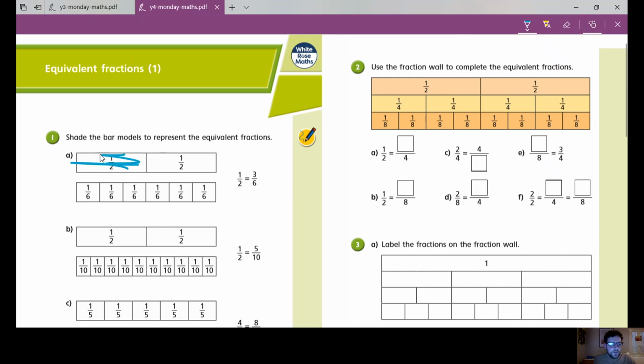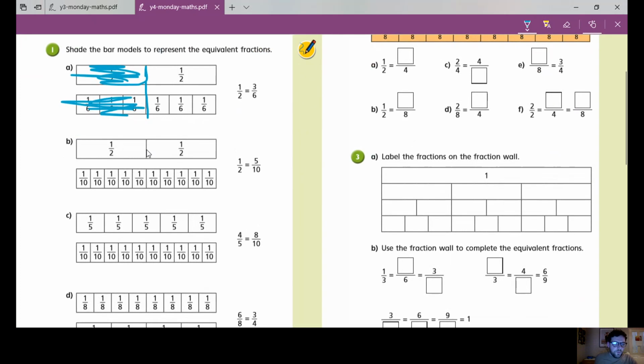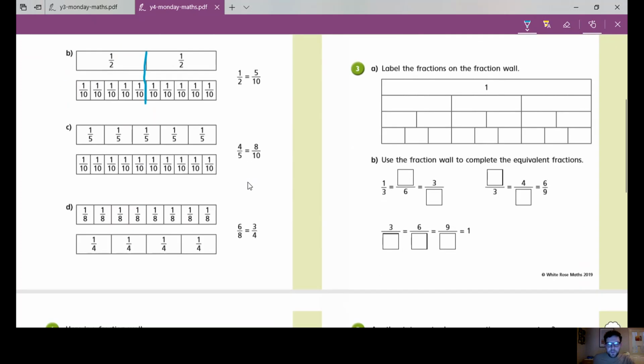Okay, so you're going to shade our half, and then 3, 6, 1, 2, 3. You notice they are equal because they take up the same amount of space. Okay, we do the same for the following. Okay, always double check. So a half is the same as how many tenths? 1, 2, 3, 4, 5. Okay, so always check it's correct first.